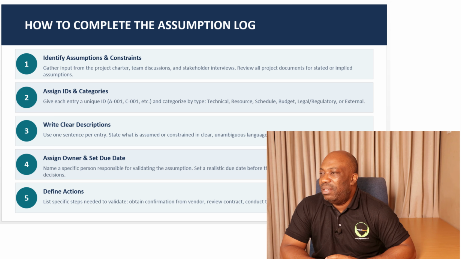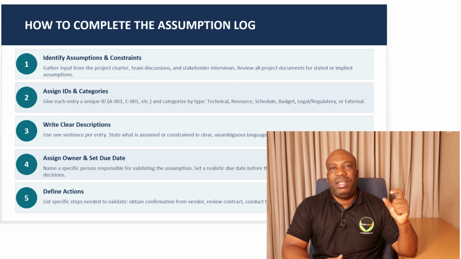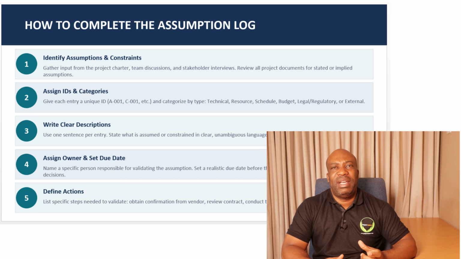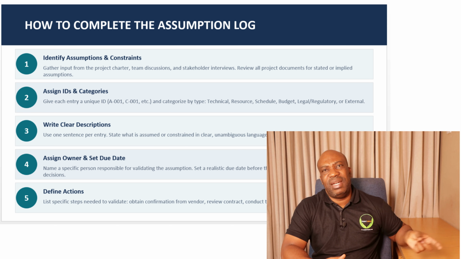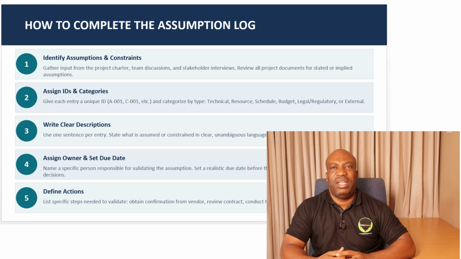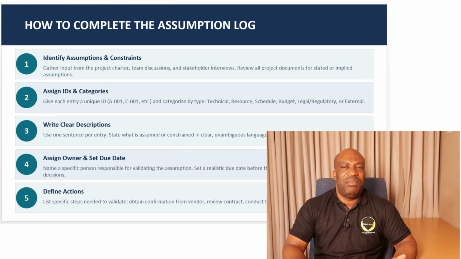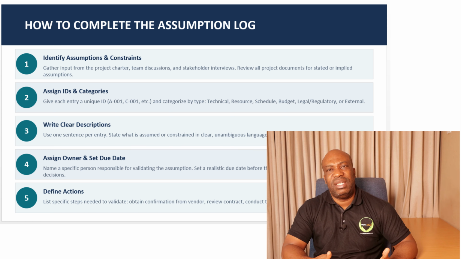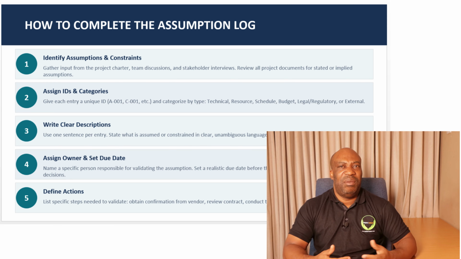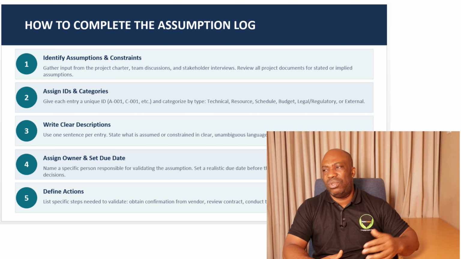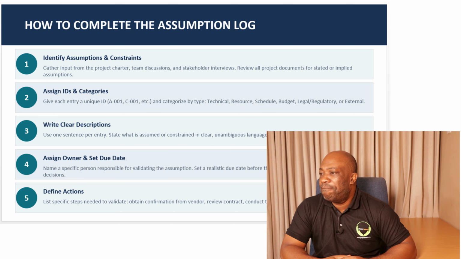The second one is to assign IDs and also categories. Each assumption should be traceable throughout the project. So how do you make that possible? You have to make sure that there is an ID assigned to each and every assumption. And you also categorize the assumption. Is it something technical? Is it something financial? Or is it something that is maybe a global thing, and so on and so forth. Some of these categories, you come up with them as you go through the project.